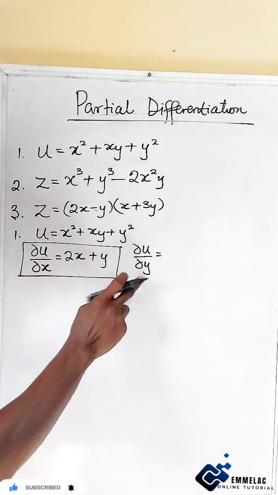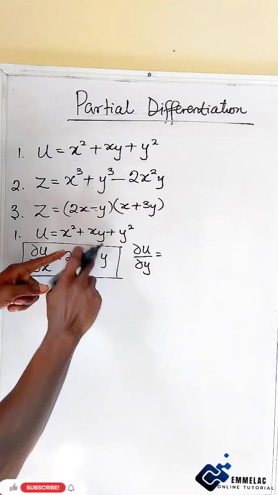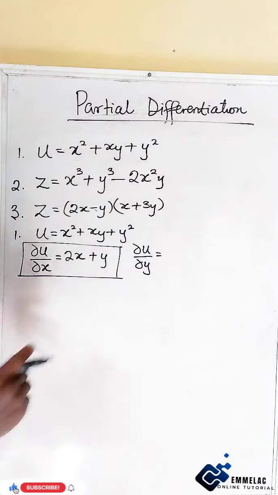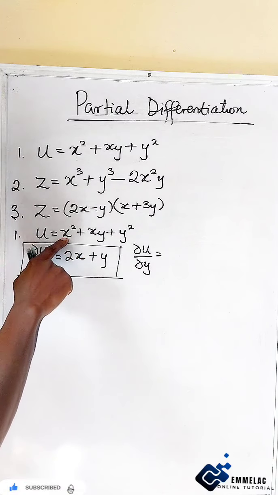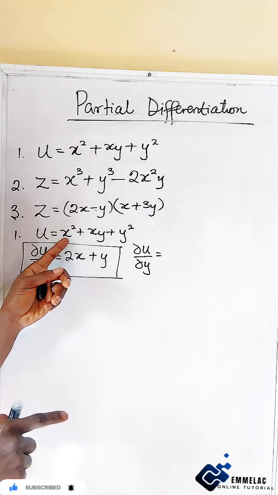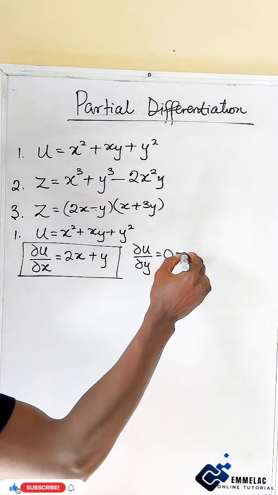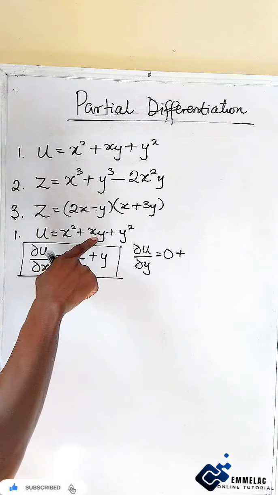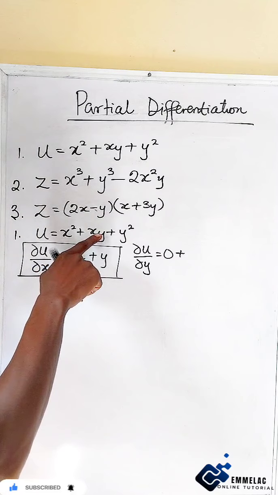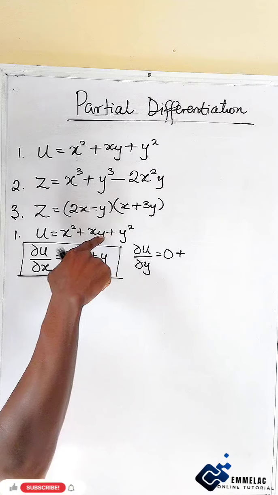Now with respect to y, it implies that we are differentiating with respect to y, while others are kept constant. Now in this case, x squared here does not have a variable y associated to it, so we regard this as a constant, so it becomes 0. Let me write that 0 here, then plus. Now if I differentiate with respect to y, y here has a power or a degree of 1, so differentiating it becomes 1.